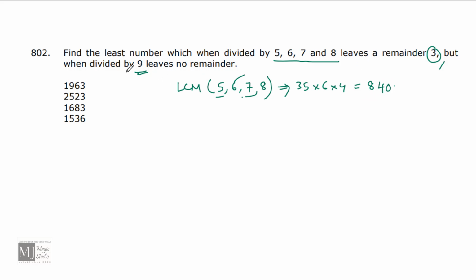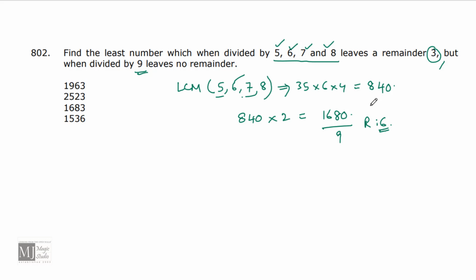Now, when divided by 9 it leaves no remainder, so is 840 divisible by 9? No. Then what is the remainder we get if we divide 840 by 9? It is 8 plus 4, that is 3. Okay. So if I double it, what would be the remainder? Let me see. 840 into 2 is 1680. This number is divisible by 5, 6, 7, 8. Fine. Now, if this is divided by 9, I'm getting remainder 6.